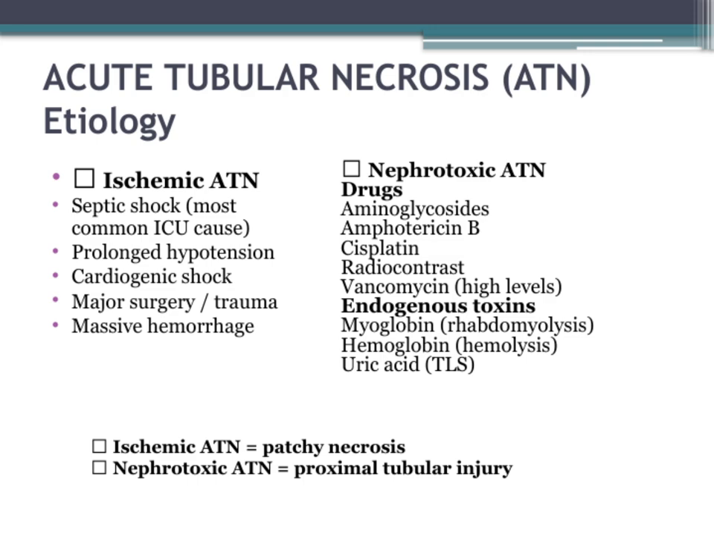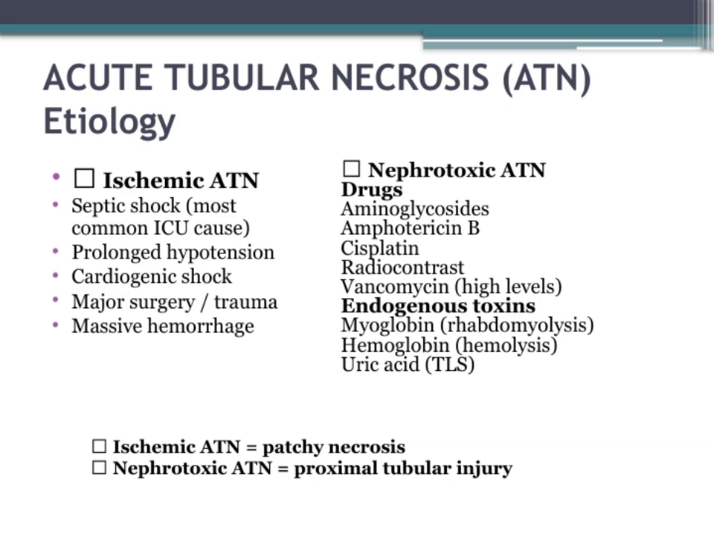Moving to endogenous toxins, substances like myoglobin released during rhabdomyolysis, hemoglobin from hemolysis, and uric acid in tumor lysis syndrome can all contribute to tubular injury. Now, shifting to ischemic ATN, the main causes are related to decreased blood flow and oxygen delivery to the kidneys. Septic shock is actually the most common cause in ICU settings because widespread infection leads to systemic hypotension and poor perfusion. Prolonged hypotension itself, cardiogenic shock, major surgeries or trauma, and massive hemorrhage can all severely compromise renal blood flow.